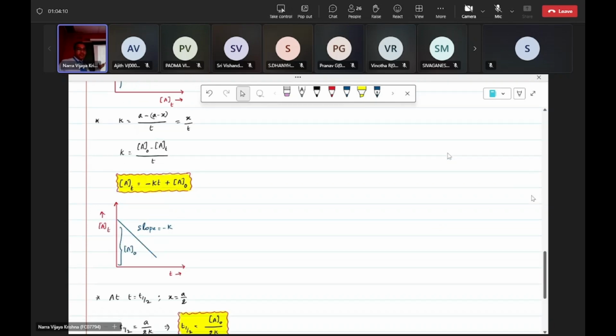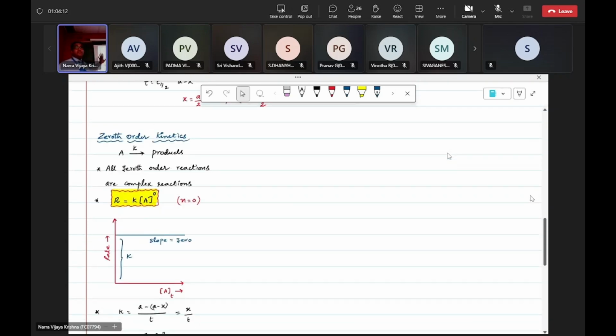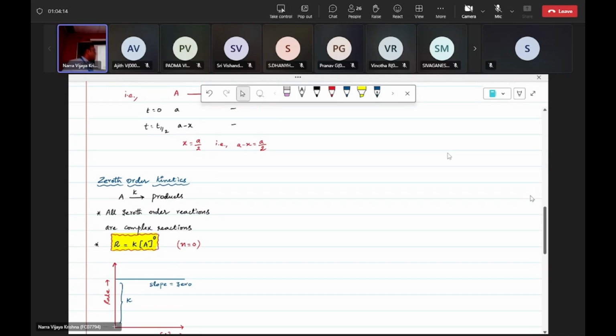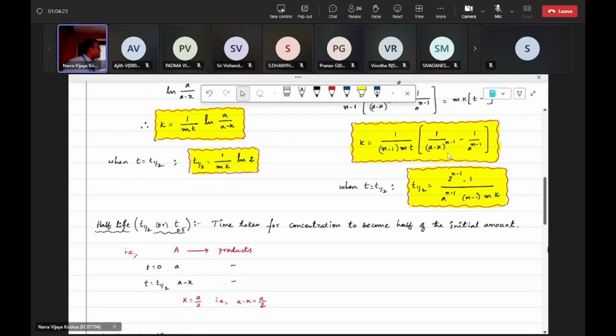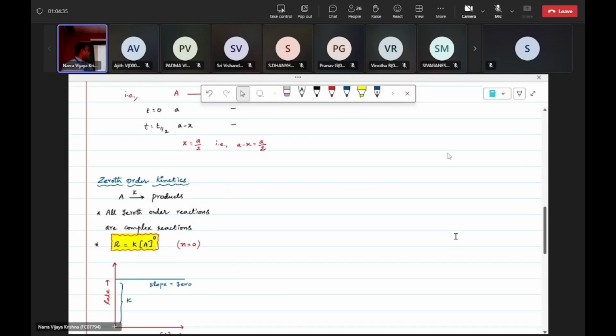We will discuss first order separately. Let me discuss second order, third order here. Why am I skipping first order here? The first order equation is not this. For first order we will have to follow a different equation. These equations we will follow in case of zeroth, second, third order. Correct?